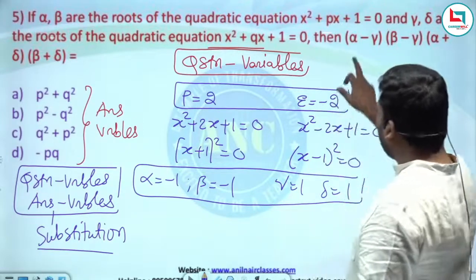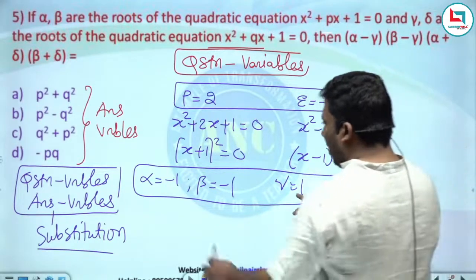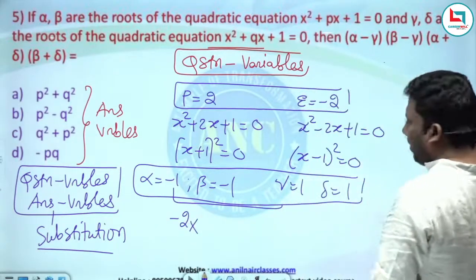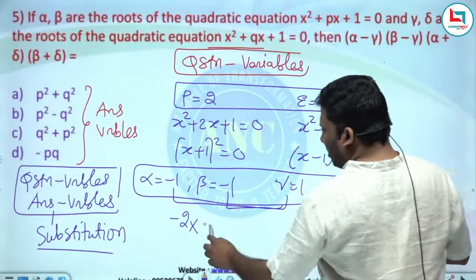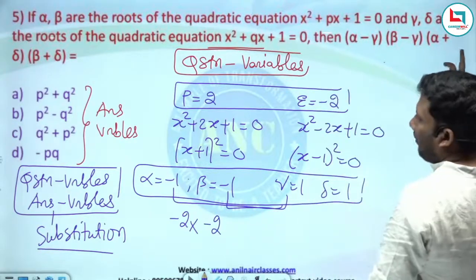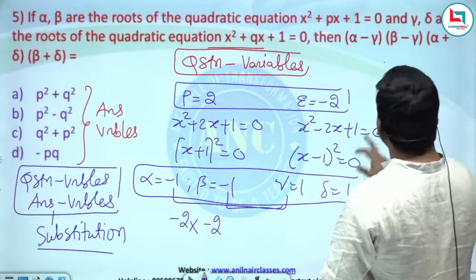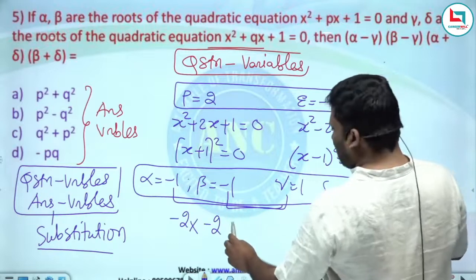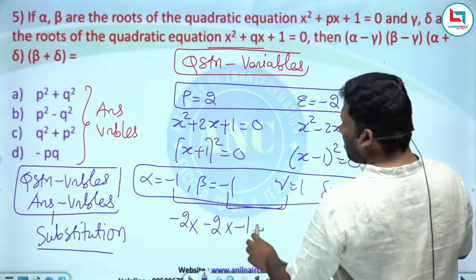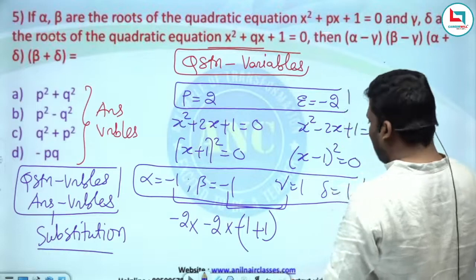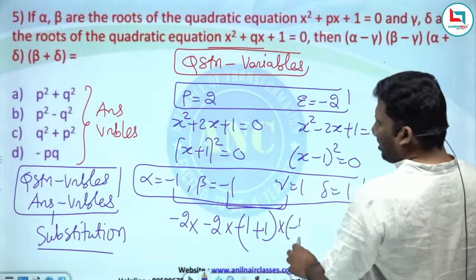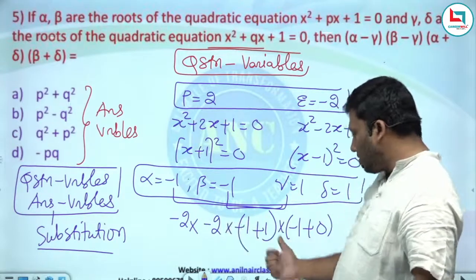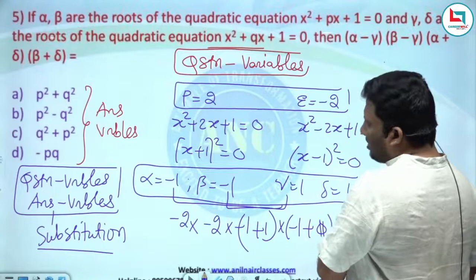Now we will do one by one. Alpha minus delta, alpha minus delta minus 2. Beta minus delta, beta minus delta minus 2. Alpha plus gamma. Alpha is minus 1, gamma is plus 1. Beta plus delta is minus 1 plus 1. So this will become 4 minus 4, it is 0. Where is the answer 0?